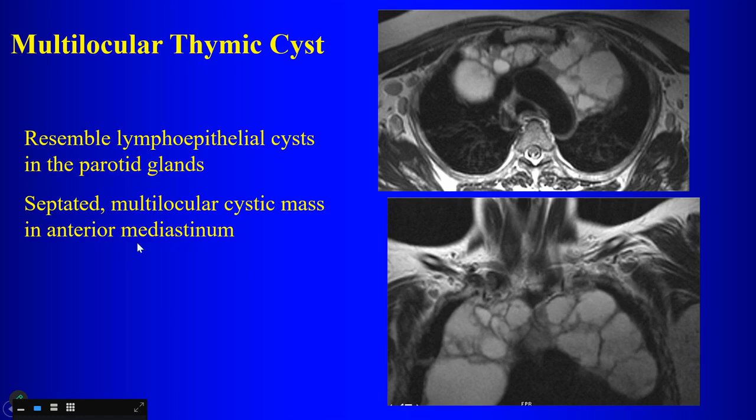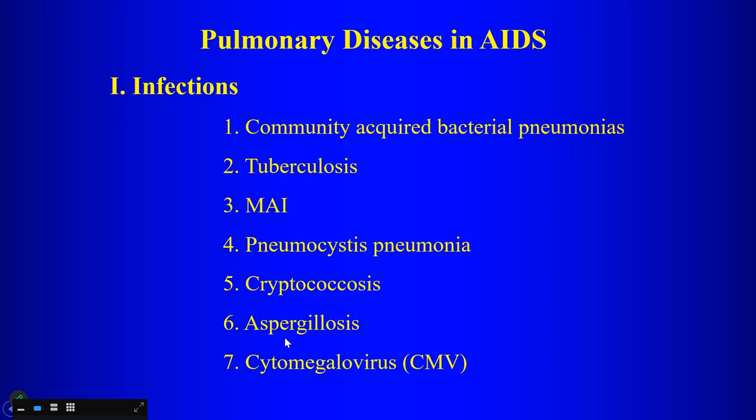Multilocular thymic cysts. So these can also occur in patients who are HIV positive. These resemble the lymphoepithelial cysts in the parotid glands that you might also see in these patients: septated, multiloculated cystic masses in the anterior mediastinum, multilocular thymic cysts.